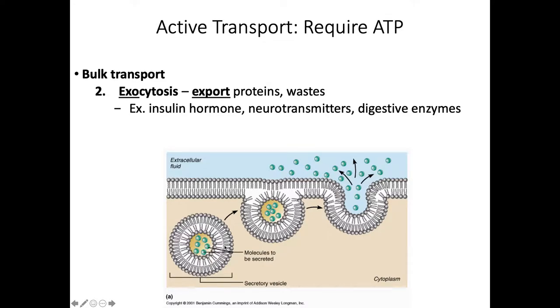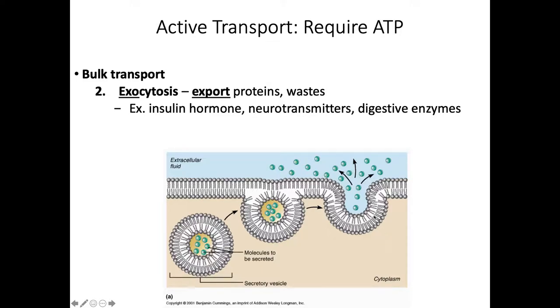So what's going to happen is that this vesicle is membrane bound. So that means that this membrane that's made of phospholipid is going to fuse with the plasma membrane of the cell so that it can release the contents out of the cell. So now it's releasing insulin hormones into the bloodstream. So insulin hormone is a good example.